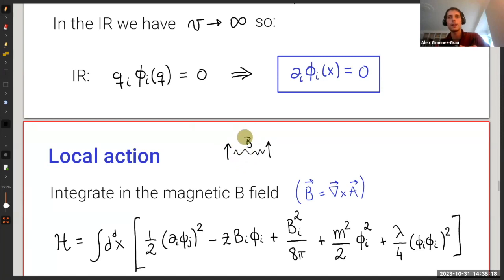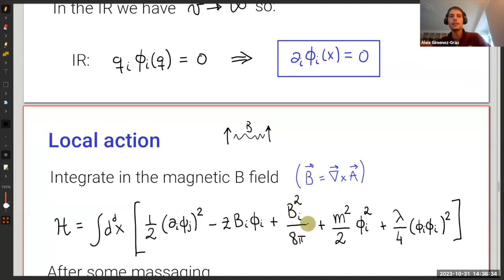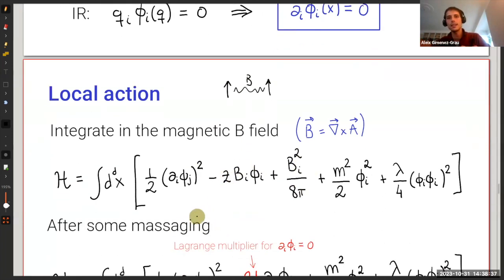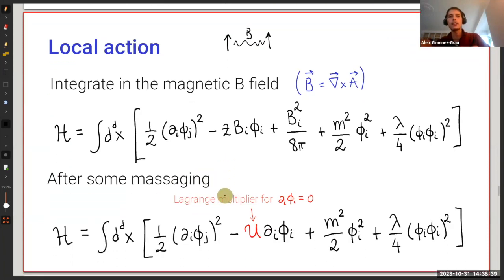This field is dynamical. Now, if I integrate out B, which appears quadratically, I recover the original dipolar Hamiltonian. But in fact, once I have this action, I can do some massaging that I'm not going to show you, and I can show that this Hamiltonian is also equivalent to some other Hamiltonian where you just have phi with its mass and its cubic and quartic interaction. But then you have an extra field U, which acts as a Lagrange multiplier and enforces this constraint.